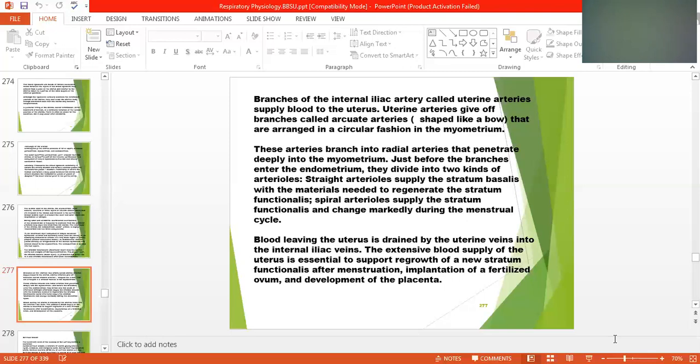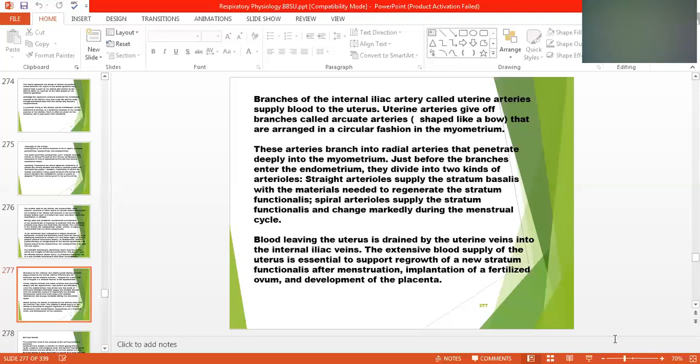So this stratum functionalis is the internal layer of the uterus which sheds on menses and changes markedly due to the menstrual cycle. Blood leaving the uterus is drained by the uterine veins into the internal iliac vein.